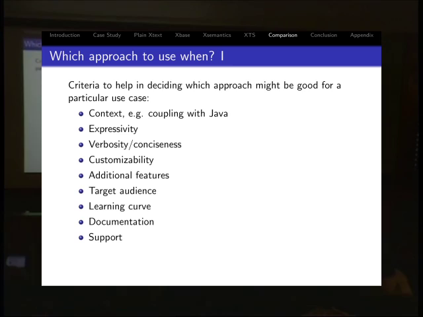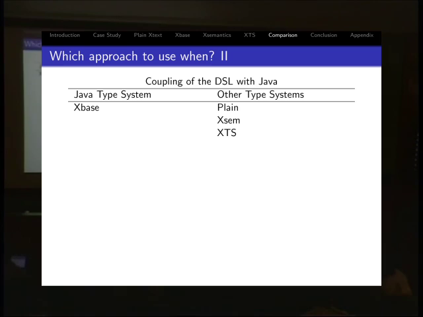Here are some criteria which might help you in deciding which approach is best for you. We are right now writing an article and will publish it and elaborate on criteria such as context, expressivity, verbosity, customizability, additional features, your target audience, documentation, support, and more criteria. Just to pick two criteria, for example, if you are reusing the Java type system, then Xbase might be your best bet. If you are using another type system, you might as well choose one of the other three approaches.